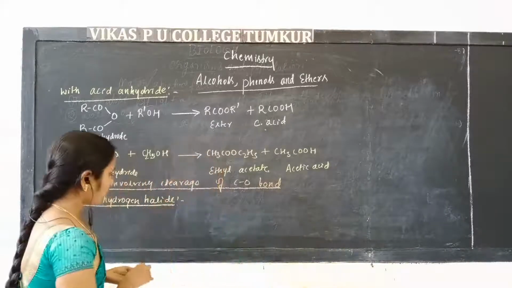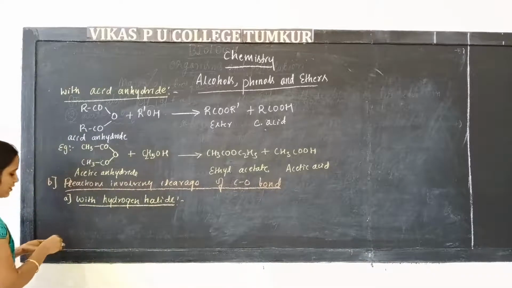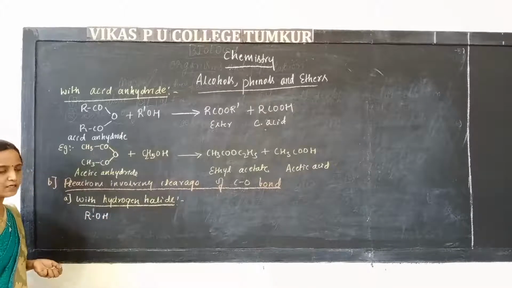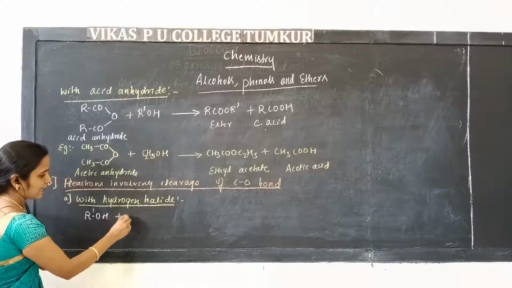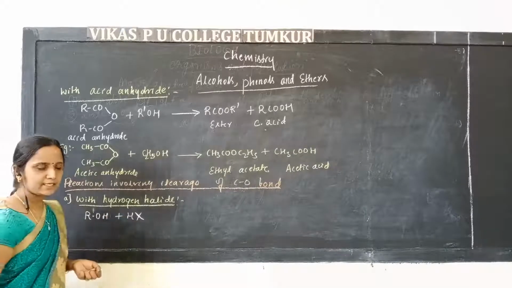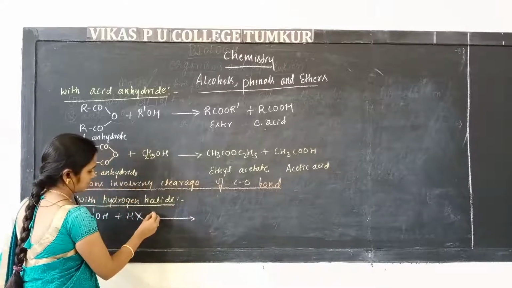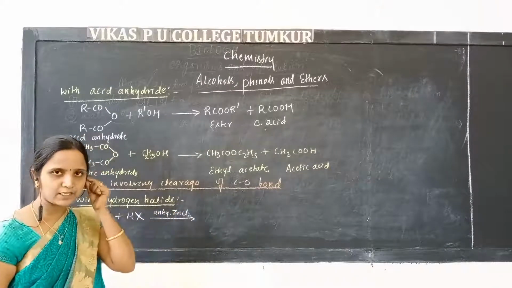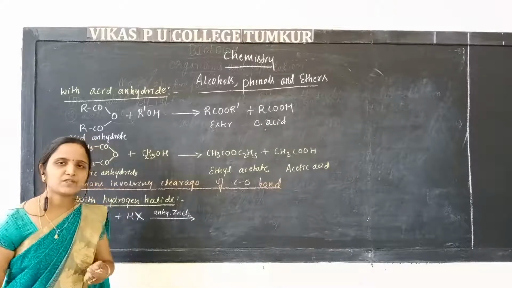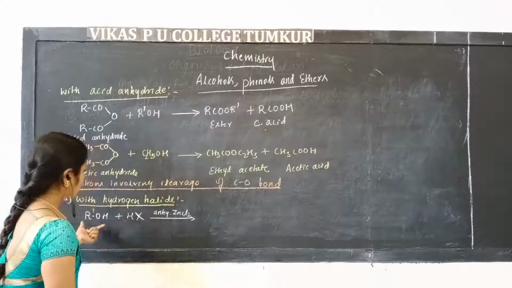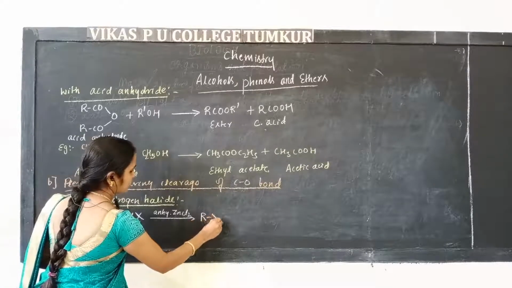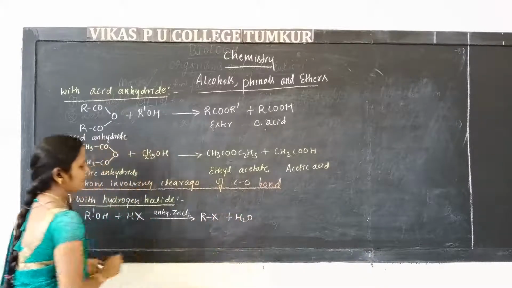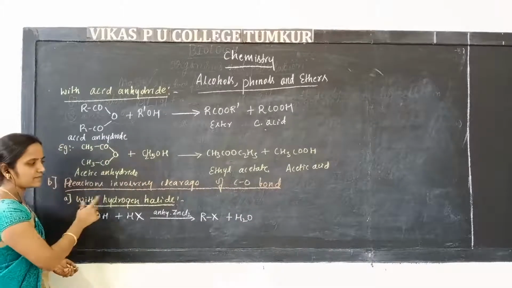The general representation of alcohols we can write as ROH. This we call an alcohol. The alcohol is treated with hydrogen halide in the presence of anhydrous zinc chloride. This method we call the Groves method of preparation of alkyl halide. In this, an alkyl halide is formed.